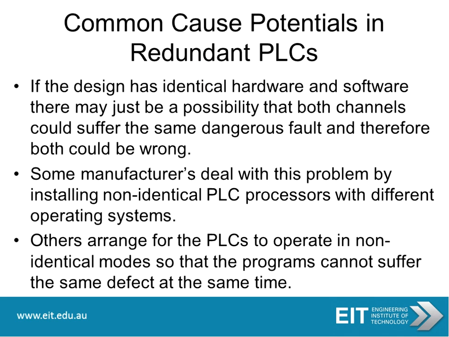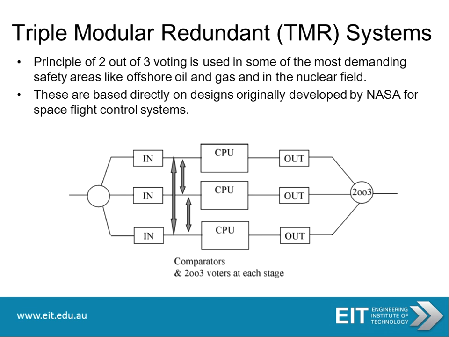Common cause potentials in redundant PLCs. If your design has identical hardware and software, there may be a possibility that both channels could suffer the same dangerous fault, and therefore both could be wrong. Some manufacturers deal with this problem by installing non-identical PLC processors with different operating systems. Others arrange for the PLC to operate in non-identical modes so that the programs cannot suffer the same defect at the same time.